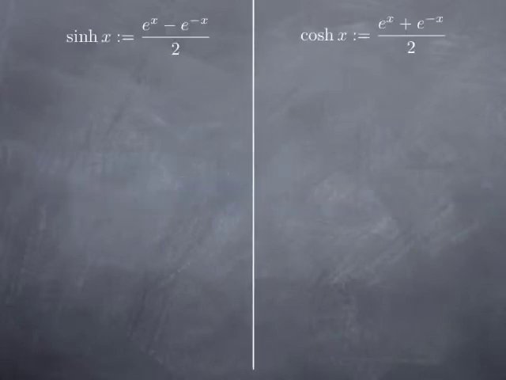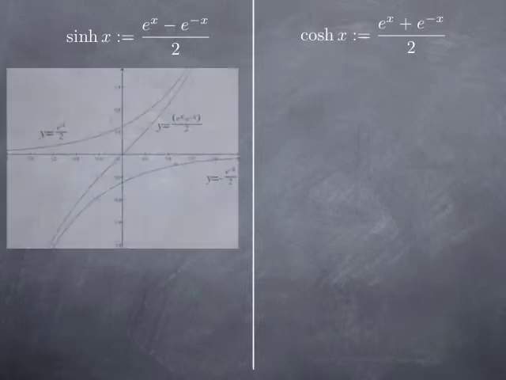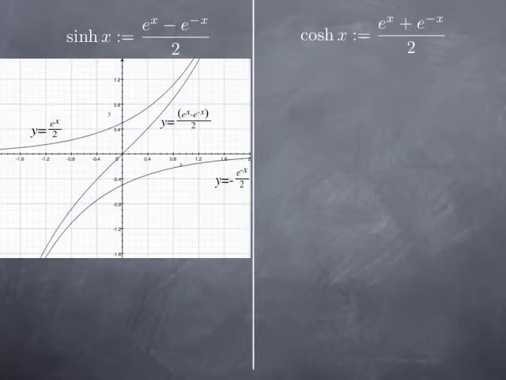So the hyperbolic sine of x is defined as the half difference of e to the x and e to the negative x, while the hyperbolic cosine is defined as the half sum of e to the x and e to the negative x. So if we draw the graphs of these functions, for the graph of the hyperbolic sine, we take the half difference of e to the x and e to the negative x, and this is the graph we get.